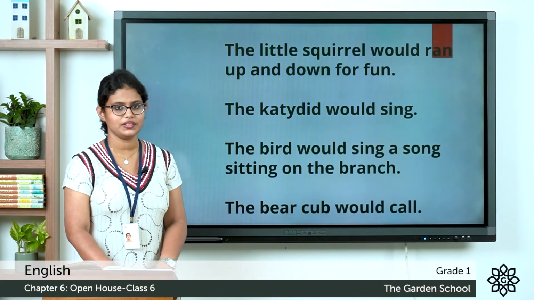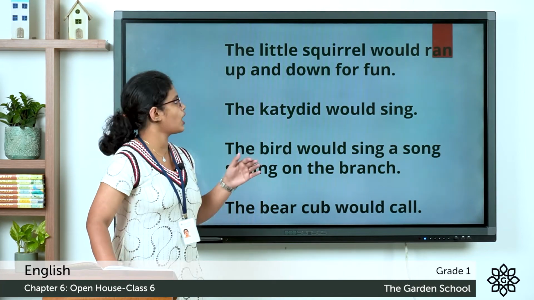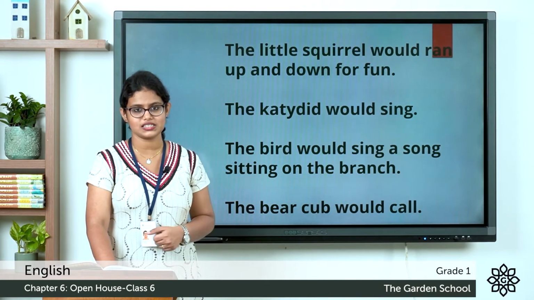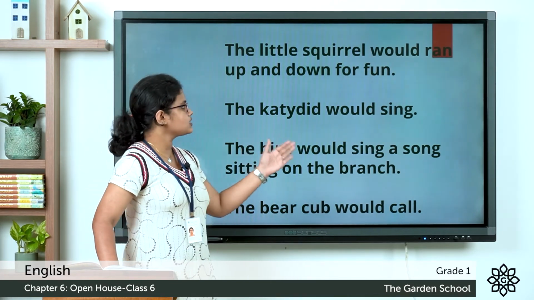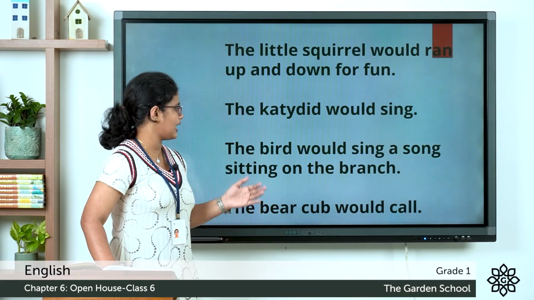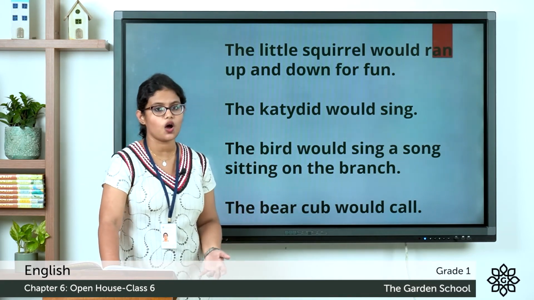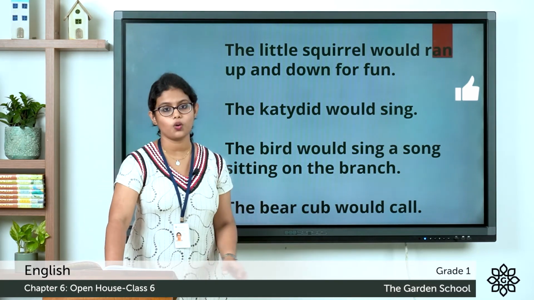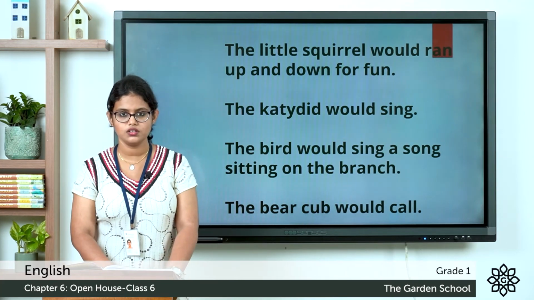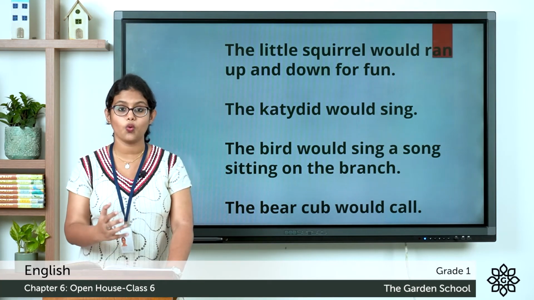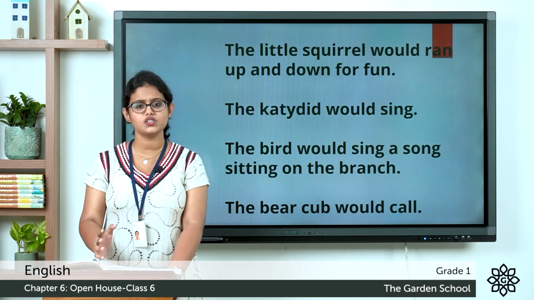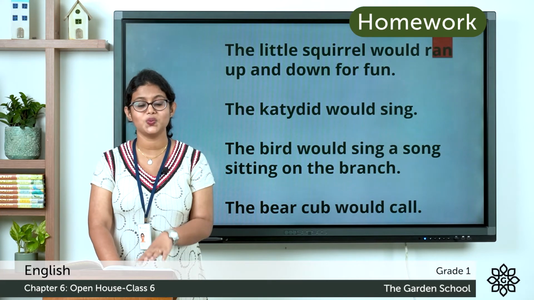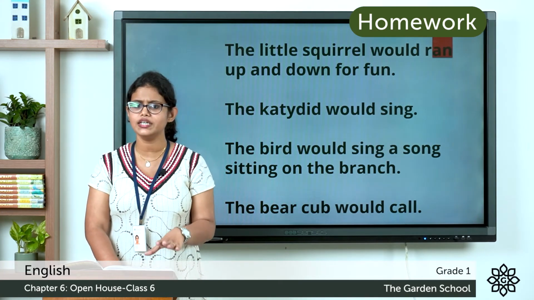The first one: the little squirrel could run up and down for fun. It's one sentence. Then, the katydid could sing. Then, the bird would sing a song sitting on the branch. The bear cub would call. So, these are the 4 sentences. What could animals do on the trees? You can write in your own words what animals would do on the tree.